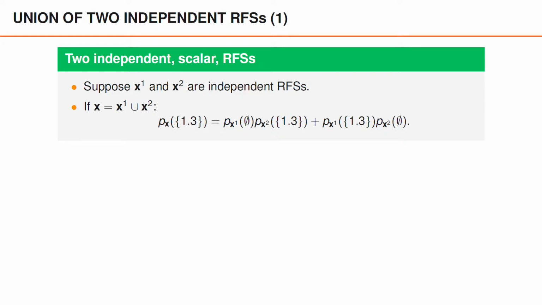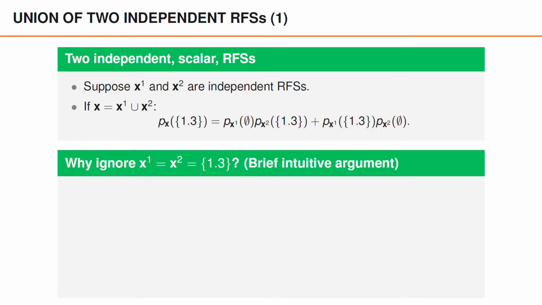In order for X to be this set, either x1 is empty and x2 is a singleton set with the element 1.3, or x1 is a set that contains the element 1.3 and x2 is empty. To compute the multi-object PDF of X, we need to consider both of these possibilities. Now, there is one tricky aspect to this, and that is why there is not a third term for the possibility that both x1 and x2 contain the element 1.3. In theory, this would also yield the same set X.